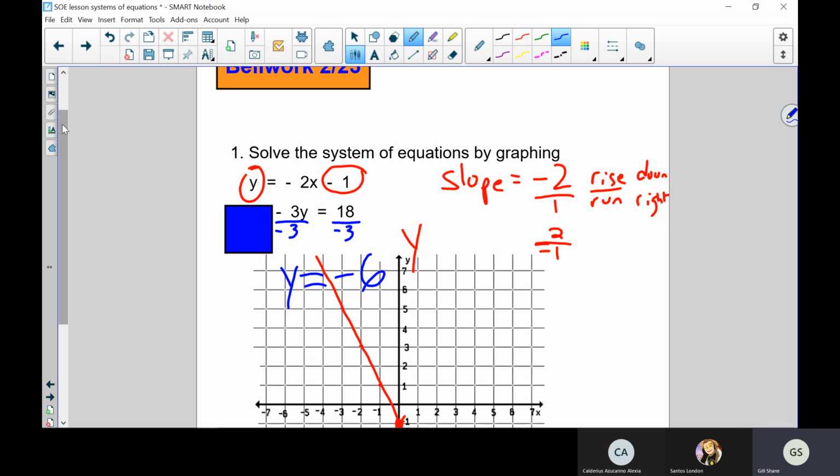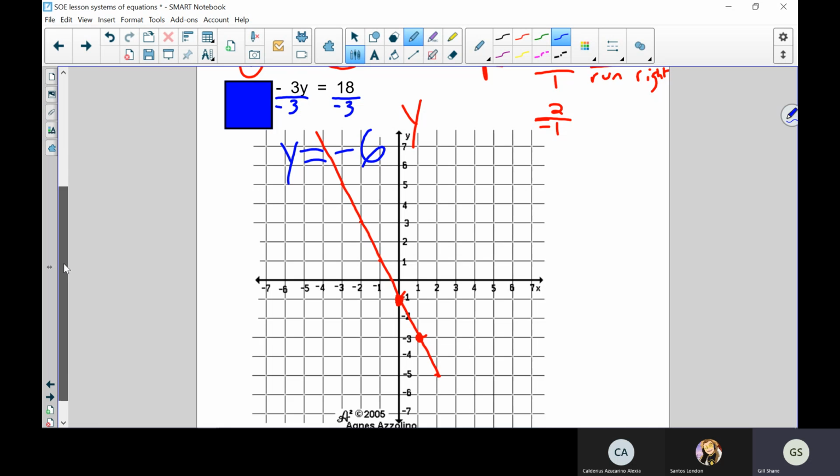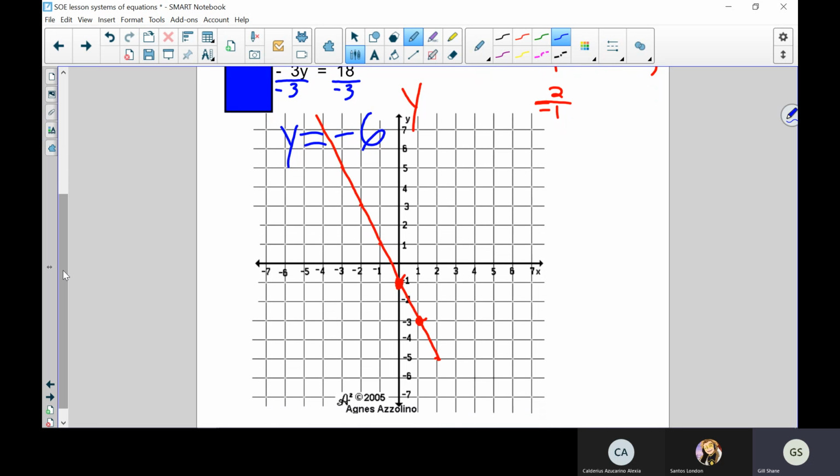Now we have to graph it though. Just because we solved it doesn't mean we're done. We've got to put something on the graph. So if I say y is -6, again, I'm talking about y, so I need to use the y-axis for this number. I just come down to -6 and I put a point there. There you go. That's the first point. Not done. We can't draw a line yet.